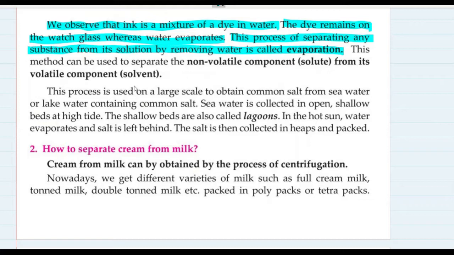Okay, so we have separated first the ink, the dye from ink by evaporating the water. This method can be used to separate non-volatile component or solute from its volatile component, solvent. Now, can you guess which is the volatile component, which is the solvent?